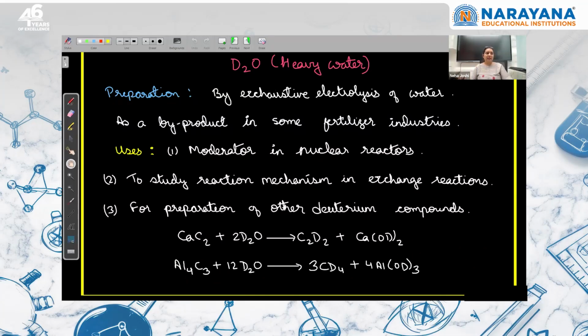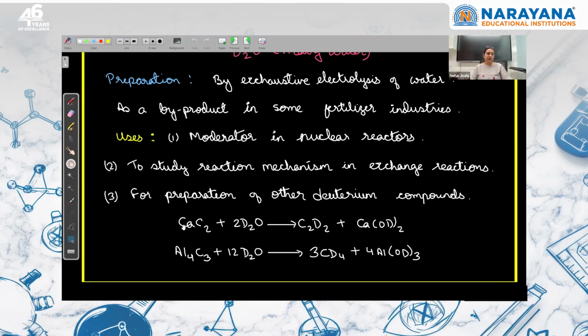For preparation of other deuterium compounds. For example, I want to prepare acetylene. Now my normal acetylene, I will say CH triple bond CH. But I want to have CD triple bond CD. Then I will take calcium acetylide and add D2O. So I can introduce deuterium here.